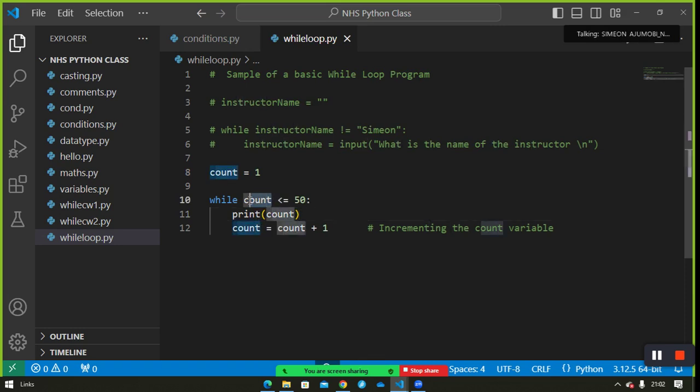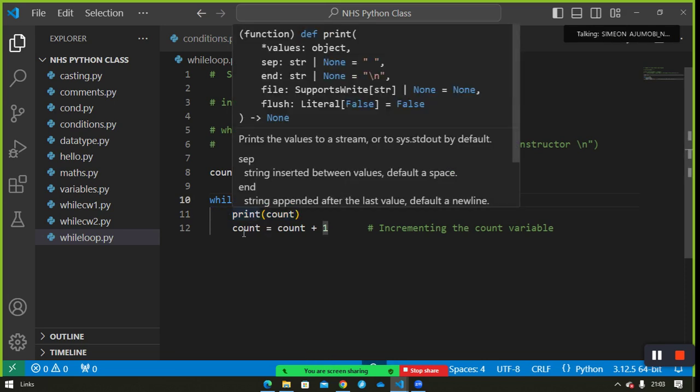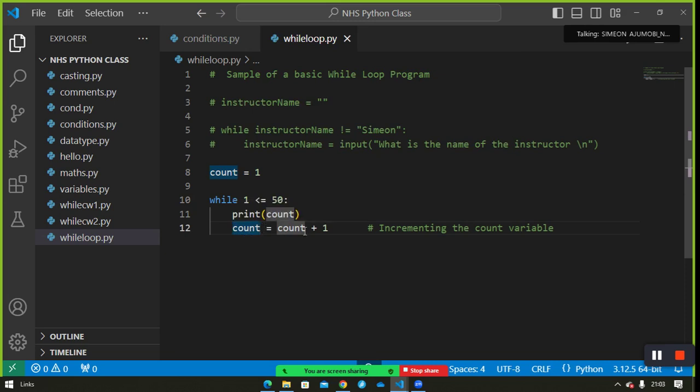Count, which is 1 here. Now look at this. 1. I think this is what it means, right? While 1 is lesser than or equal to 50, as far as it is not equal to 50, it will continue to print that count. But to not only print 1, 1, 1, what will it do? It will come back to this count and add plus 1, until it is equal to 50, then it will stop printing. That's what it means.